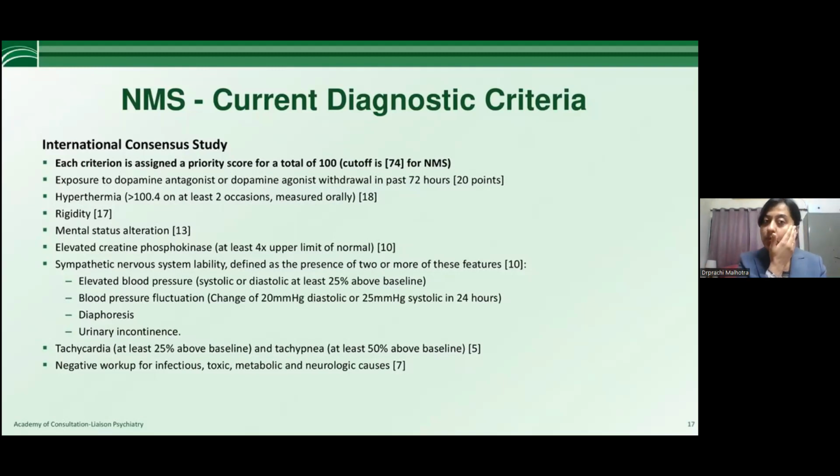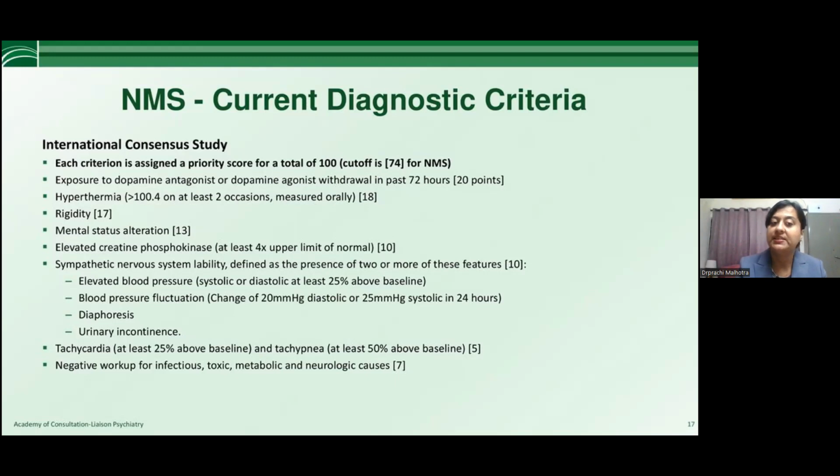What are the criteria of neuroleptic malignant syndrome? The first one is exposure to a dopamine antagonist, or dopamine agonist withdrawal, in the past 72 hours. Hyperthermia: how much will the temperature be? More than 100.4 on at least 2 occasions, not 1 occasion, and it has to be measured orally. Third is the development of rigidity. Then mental status alteration.